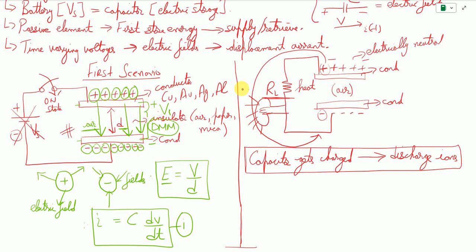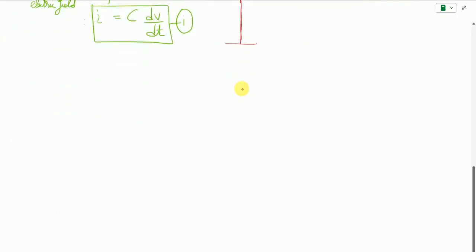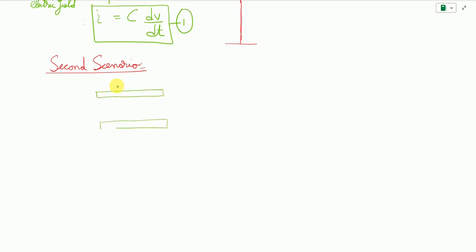So now let us dig more into this. Okay, so this was the first scenario. We can understand its working with the second scenario as well. To understand the working principle in the second scenario, we again take two conducting materials, again let us say made of copper, and this time we ask what happens if we don't connect it.